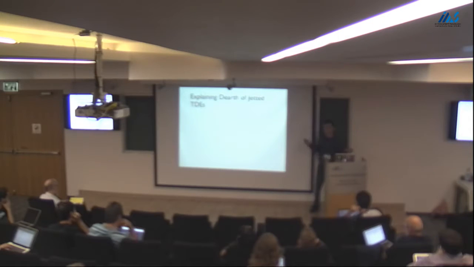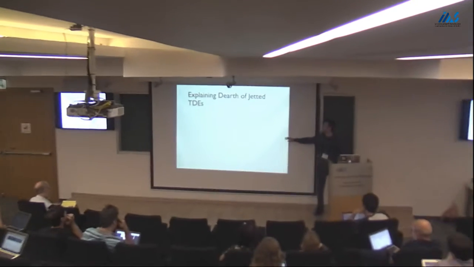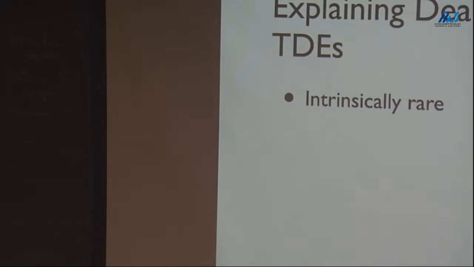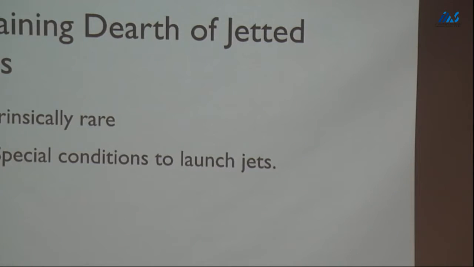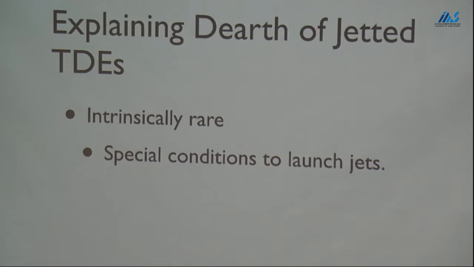Okay, so let's think about how we could possibly explain this apparent dearth of jets in tidal disruption events. So there are two natural classes of explanations. One is that for some reason, powerful jets are intrinsically rare in tidal disruption events. And this could be because you need some sort of special conditions to launch the jet, which are rarely met in tidal disruption events. And speculatively, this could be because you need a large magnetic flux to power the Blandford-Znajek mechanism. And generally, disrupted stars can't provide that level of magnetic flux.